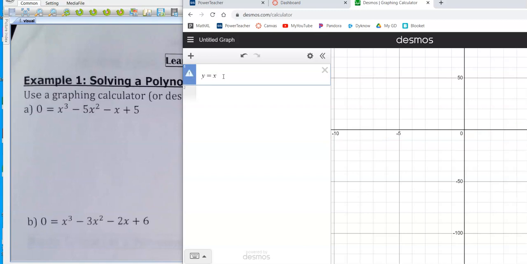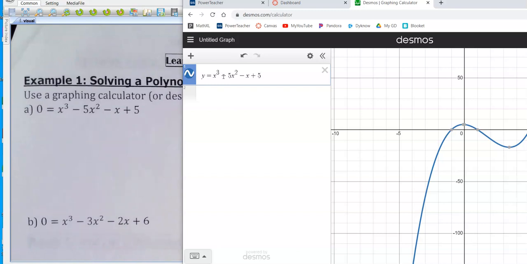There's a little caret button there. That's how you get an exponent. And then I just use the right arrow key to get back down on the level with the rest of the equation. So I'm just typing this in, x cubed minus 5x squared minus x, and then plus 5.